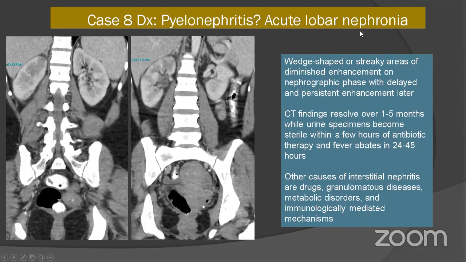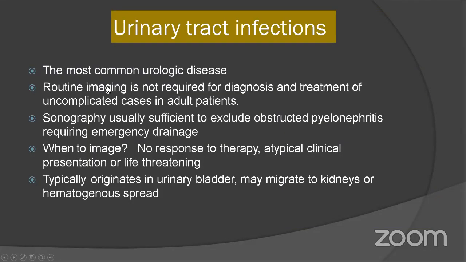Now, lobar nephronia is typically described in pediatric age, but you can see in adults also, typically women with risk factors, diabetes, and this is basically an intermediary stage between pyelonephritis and abscess. This is not quite a frank abscess yet, as you don't see a fluid attenuation in that region.